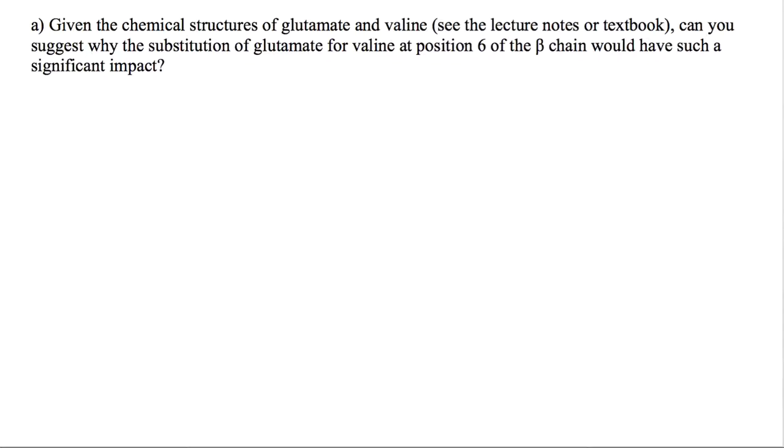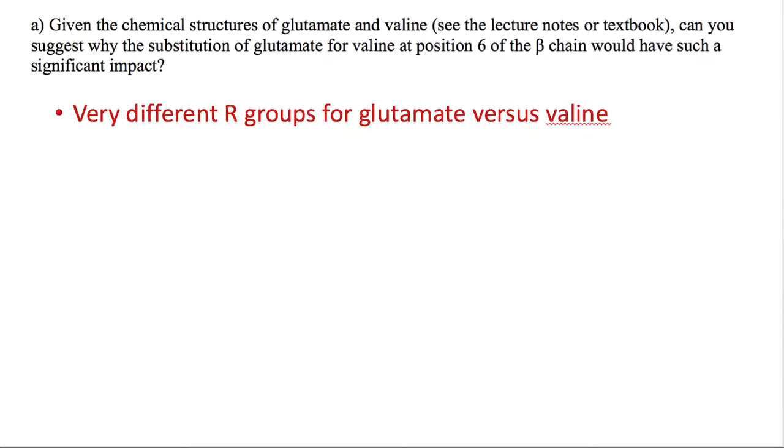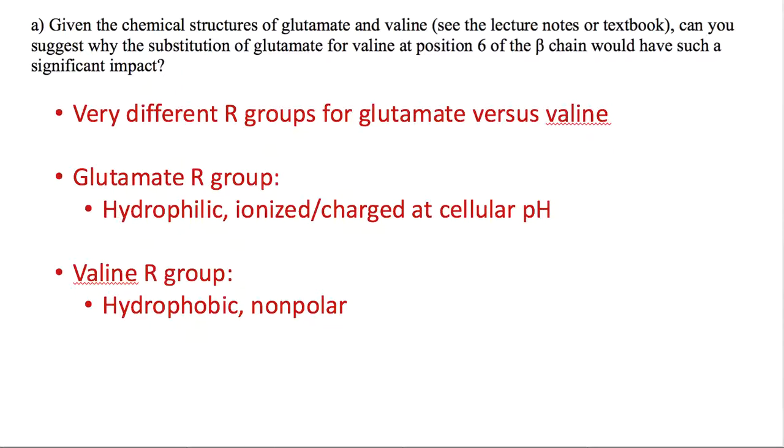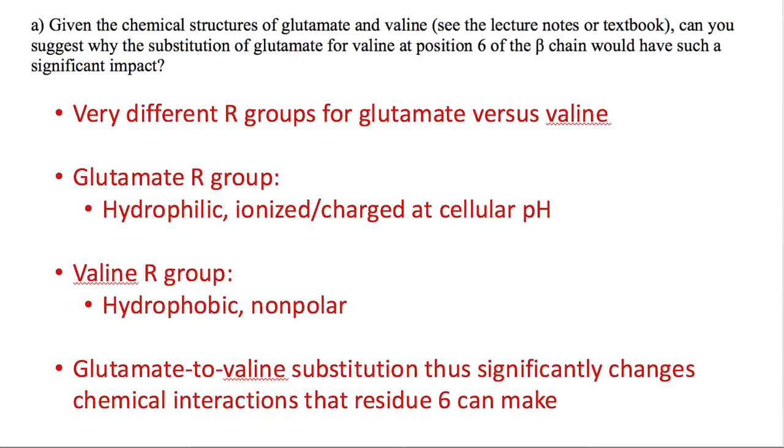So now we can answer part A. We know that the glutamate to valine substitution exchanges amino acids with very different R groups. One, glutamate, is charged and hydrophilic. The other, valine, is nonpolar and hydrophobic. This substitution thus significantly impacts the chemical interactions possible at residue 6 and alters hemoglobin function.